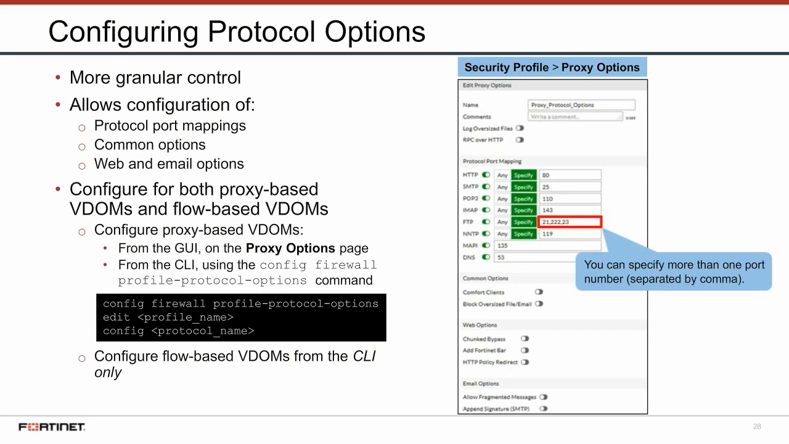To configure protocol options from the CLI, use the command config firewall profile-protocol-options. Protocol options are used by antivirus and other security profiles such as web filtering, DNS filtering, and DLP sensor, to name a few. Once protocol options are configured, they are applied in the firewall policy.